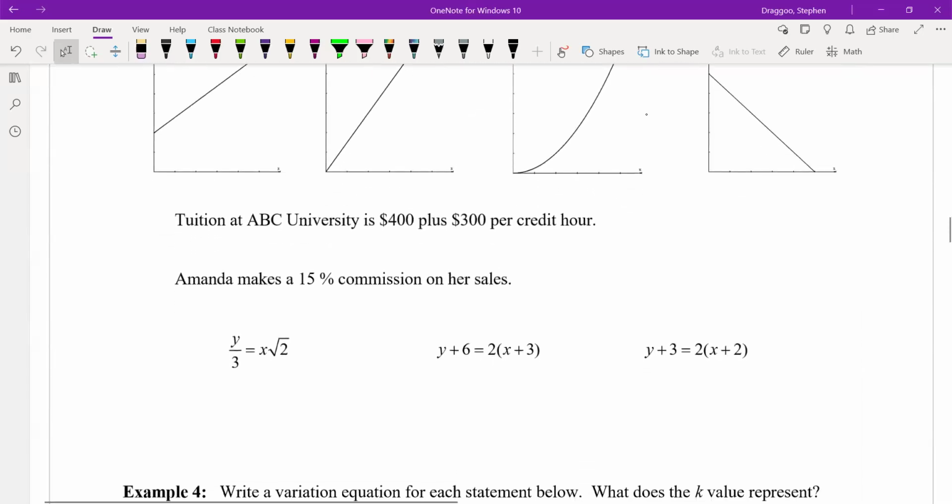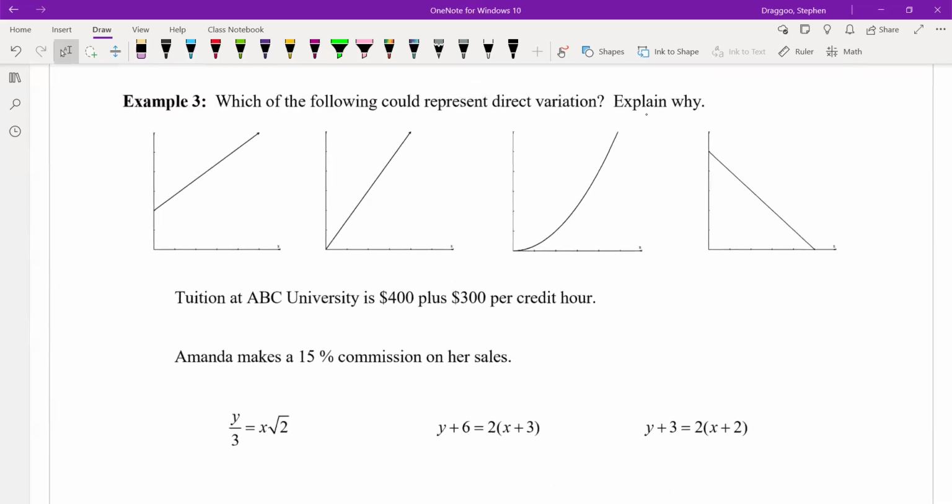For each of the following, we want to pick out the ones that could represent direct variation and explain why. So, starting by getting rid of a few things that don't. This curved line over here, direct variation is linear. So we're going to ignore that.